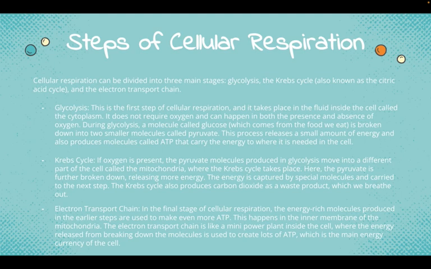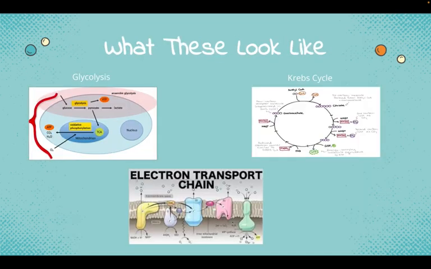Last up is the electron transport chain. In the final stage of cellular respiration, the energy-rich molecules produced in the earlier steps are used to make even more ATP. This happens in the inner membrane of the mitochondria. The electron transport chain is like a mini power plant inside the cell where the energy released from breaking down the molecules is used to create lots of ATP, which is the main energy currency of the cell.